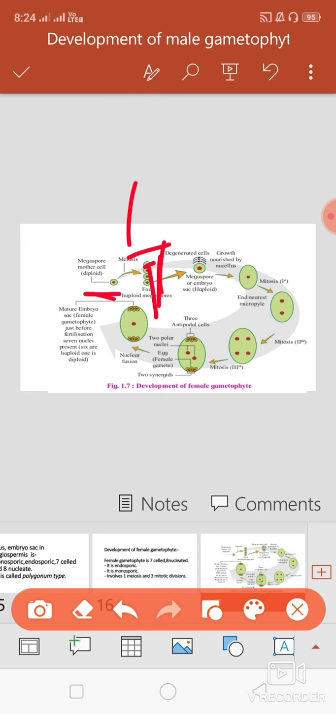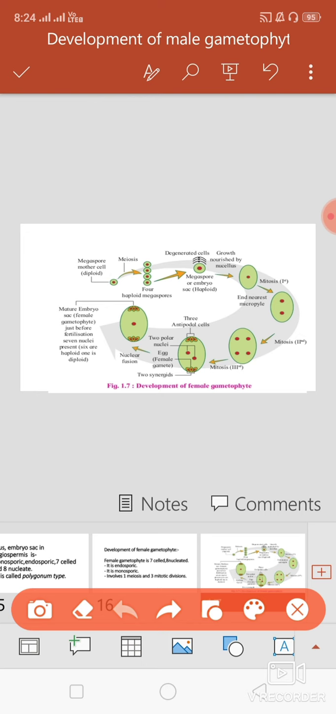So this functional megaspore undergoes 3 successive mitotic divisions to form the 8-nucleated structure. See one by one. This functional megaspore: all the lower 3 degenerate, and only the upper one, the megaspore present towards the chalazal side, becomes functional.